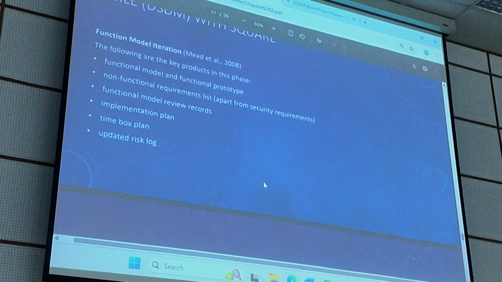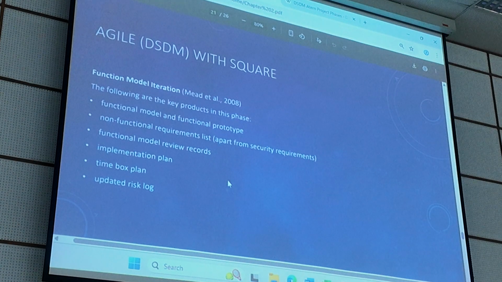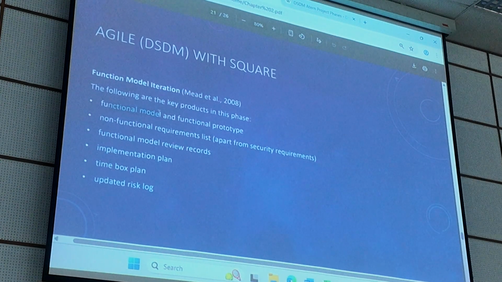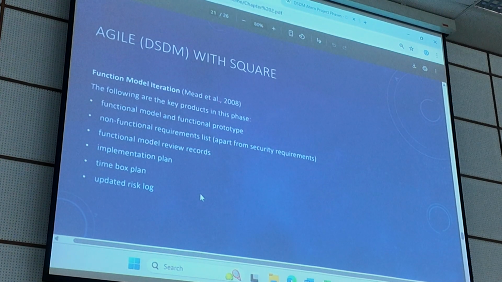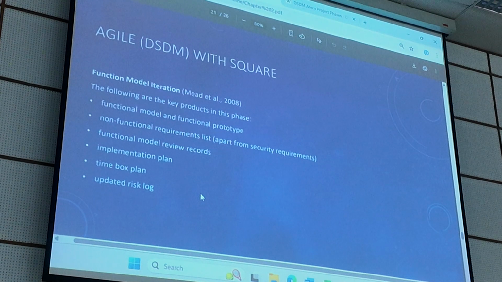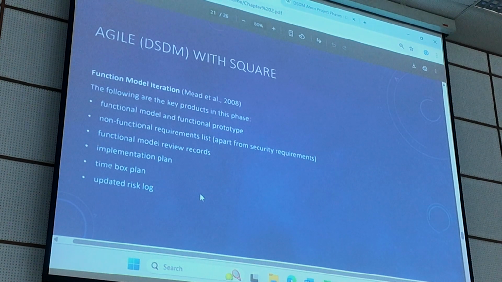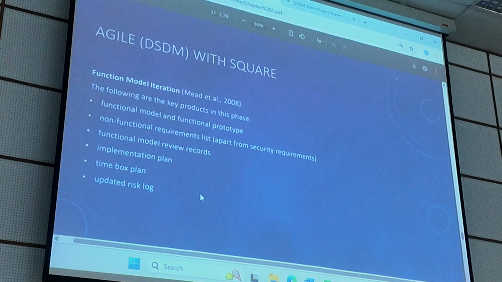Now, again, functional model iteration. During the functional model iteration, these are the products you need to be concerned with: the functional model, non-functional requirement list, which means apart from the security requirement, functional model review record, time box plan, and updated risk log.